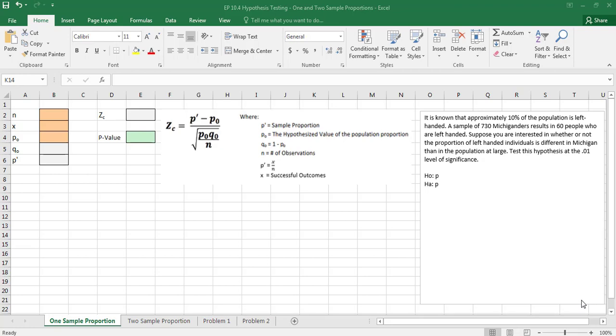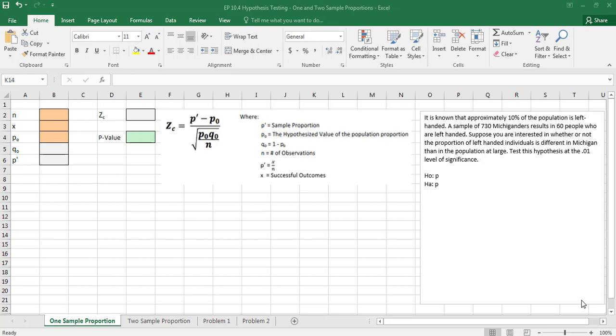Today I'm going to show you how to complete 1 and 2 sample proportion hypothesis tests in Microsoft Excel. So the first problem says that it is known that approximately 10% of the population is left-handed. We have a sample of 730 Michiganders, which results in 60 people who are left-handed. Suppose you are interested in whether or not the proportion of left-handed individuals is different in Michigan than in the population at large. We are to test this hypothesis at the 0.01 level of significance.